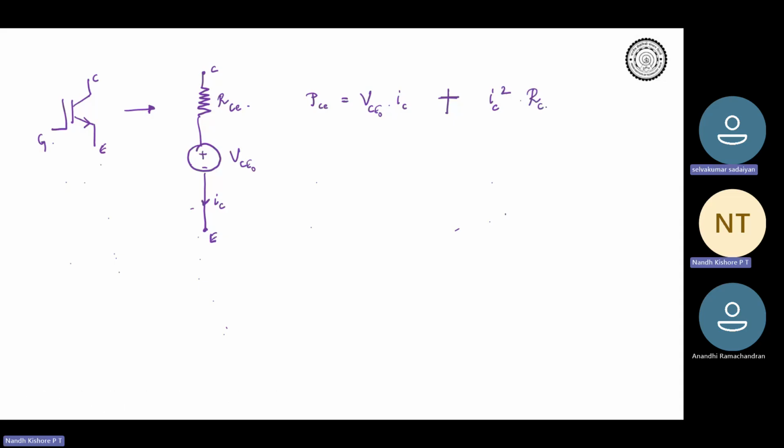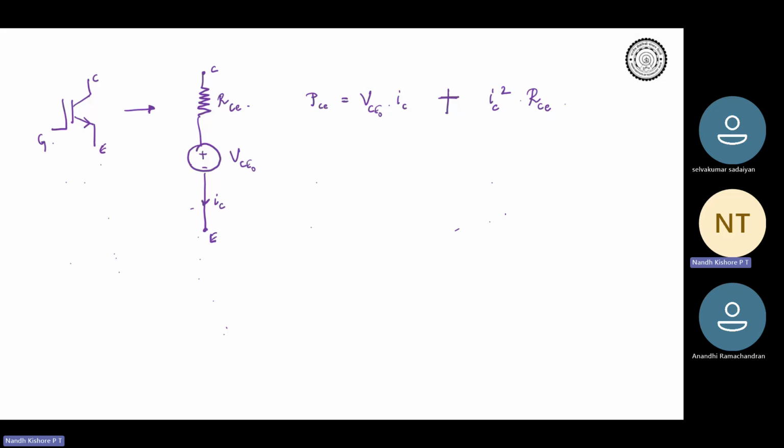Loss is I square R, right? Drop will be IC RC. So the loss will be I square R, right? Correct. Okay. Now there is a very important part that we need to look at. That is why I took the example of an IGBT and not a MOSFET.